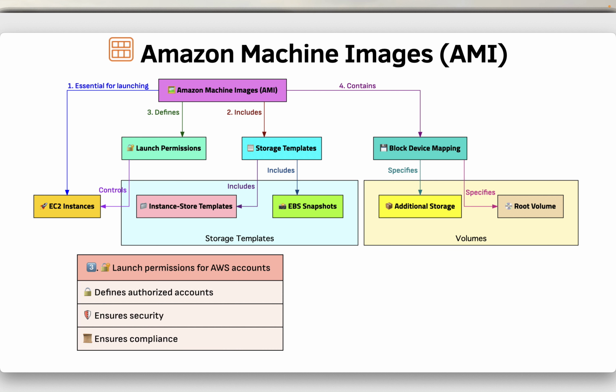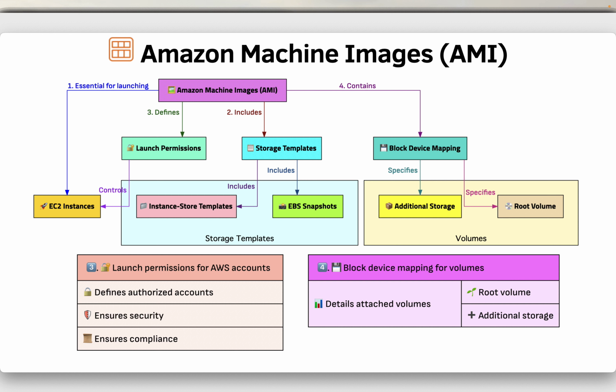This defines which AWS accounts are authorized to use the AMI for launching instances, ensuring security and compliance. So you have launch permissions for AWS accounts, and if you create your own custom AMIs, you can set permissions so that only your account can use them. And you have publicly available AMIs from which you can launch your regular operating system images.